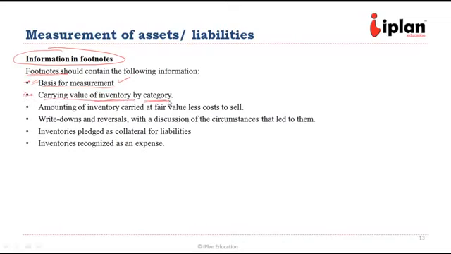Similarly, the carrying value of inventory by category is generally shared in the footnotes. Categories could be finished or semi-finished, etc. So the carrying value is given based on these categories. Then the amount of inventory carried at fair value less cost of selling. Since the cost to sell is not the part of inventory cost, it is shown in the footnote. But that gives a fair idea how easy it is for the company to convert the inventory into cash. What are the further costs involved?